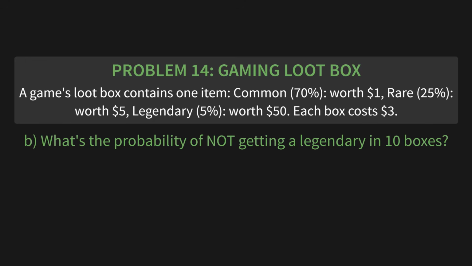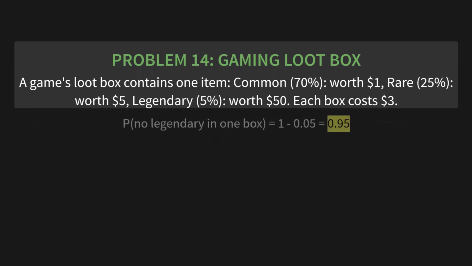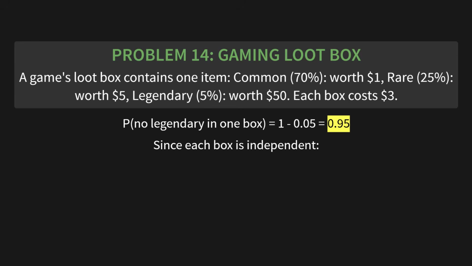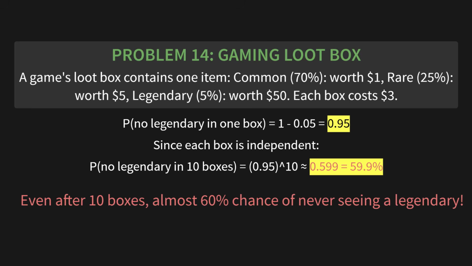What's the probability of not getting a legendary in 10 boxes? This is where reality hits hard. Let's use the complement rule. It's easier to calculate no legendaries than to figure out all the ways to get one or more. Each box has a 95% chance of no legendary. Since boxes are independent, we multiply. 0.95 to the 10th power. 59.9%. Even after spending $30 on 10 boxes, you're more likely to get 0 legendaries than to get even one. Feel that frustration? That's by design.